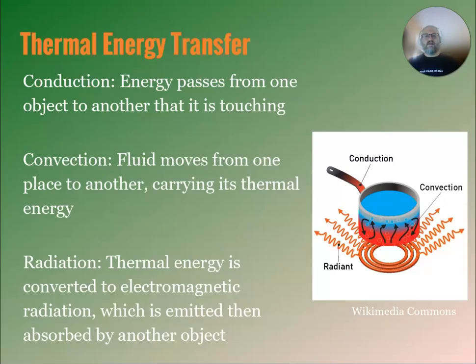So let's dig into thermal energy some more and look at how it moves around. Thermal energy wants to move around. It wants to get into anything else around it. And there are 3 main ways that thermal energy can be transferred from one place to another, from one object to another. So one is conduction. Energy will pass from one object that has more energy, higher temperature, into another that is touching it, that has lower energy, lower temperature.